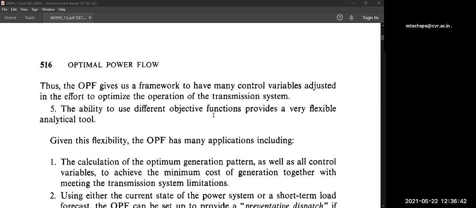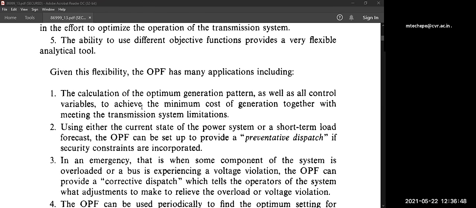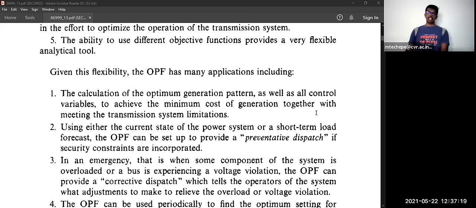The ability to use different objective functions provides a very flexible analytical tool. So OPF has many applications. The first application is calculation of the optimal generation pattern as well as control variables to achieve the minimum cost of generation together with meeting the transmission system limitations.